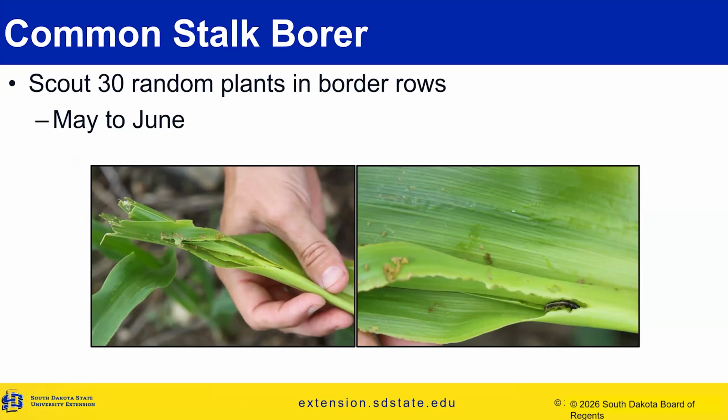So to scout for this, you look at 30 random plants in the border rows from May to June. If you see the raggedy feeding, what I typically recommend, because there's a good chance that plant's already done based on that caterpillar being present, is pull the whorl out and just start unrolling it. Eventually you'll start to see the sawdust-like excrement, and then eventually you'll find that caterpillar down there.